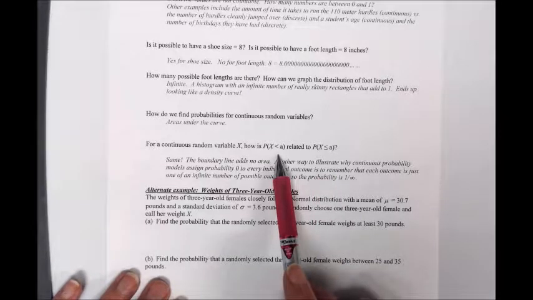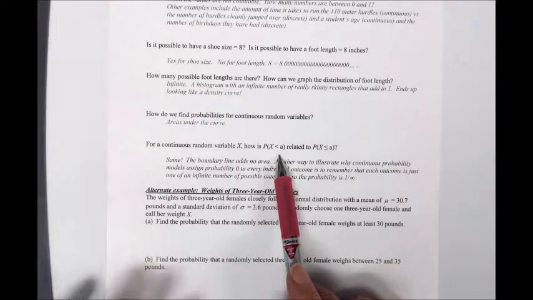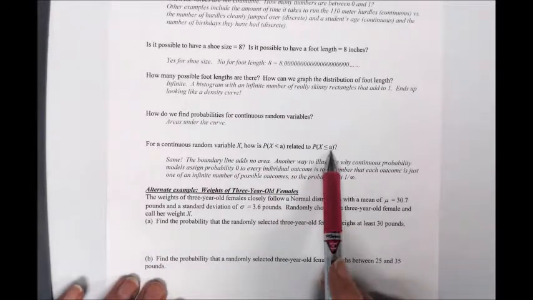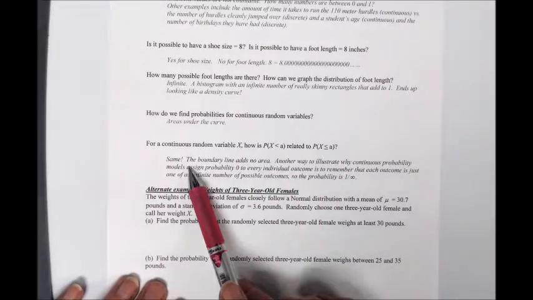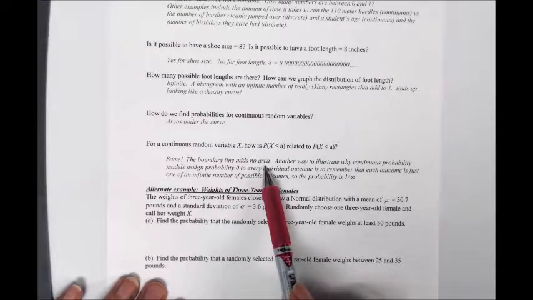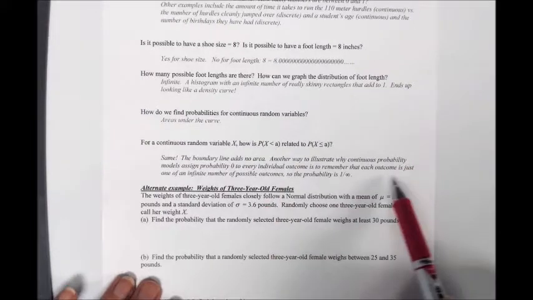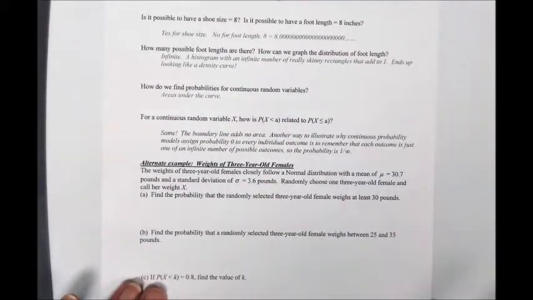In a discrete distribution, on that previous page, when I said at least 3 or more than 3, they were different. But here, it doesn't matter. The boundary line adds no area. If I asked you for the area of a line, it doesn't exist. Then I talk about dividing 1 by infinity.